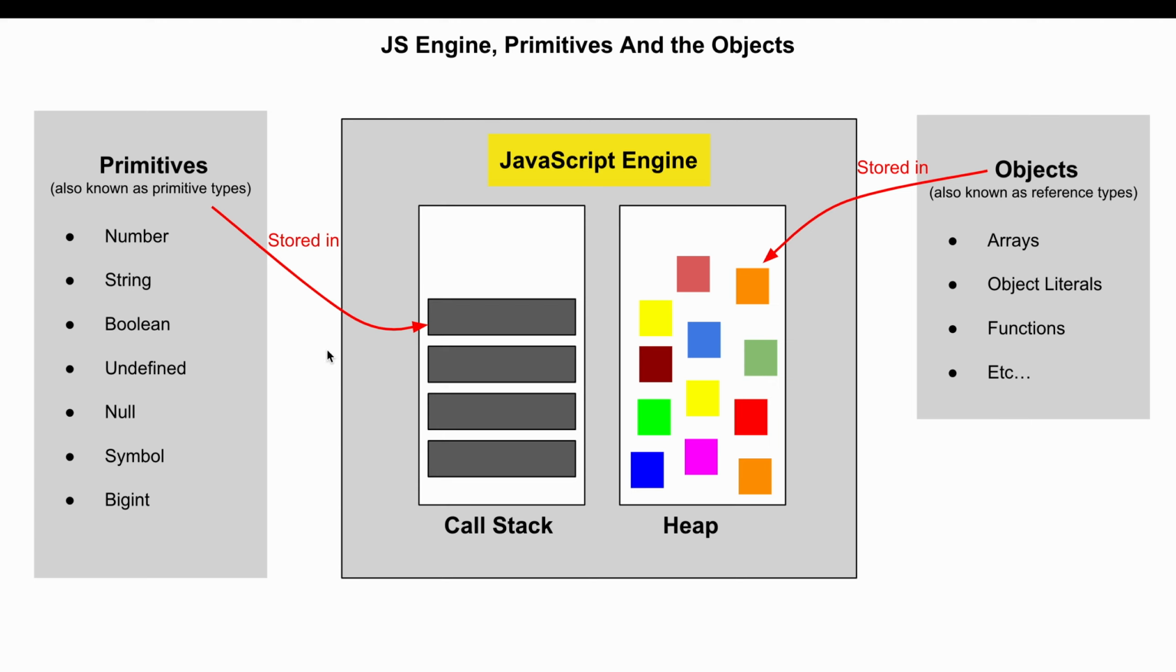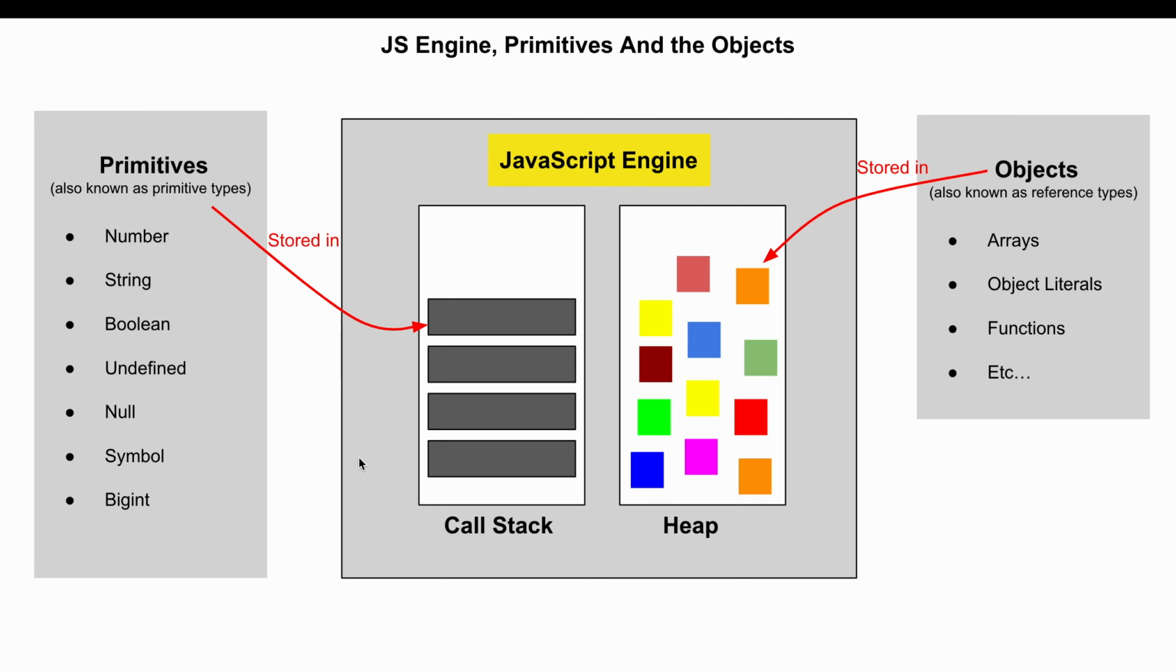Okay, so for the sake of simplicity we will say primitive values get stored in the call stack and the objects will get stored in the heap. And why do objects get stored in the heap? Because in the heap we have an infinite memory pool. We can store as big data as we want. That is why the bigger values like objects get stored in the heap, and the smaller values get stored in the call stack in the execution context.